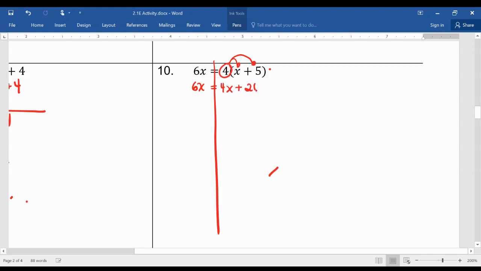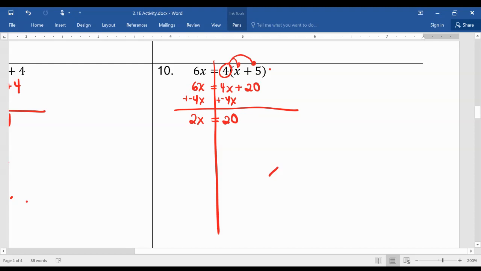4 times 5 is 20. It also helps us make a determination of where to move things. Even though there's less things here, which seems a little weird, 4x is smaller than 6x, so I'm going to move 4x. Notice how I've lined them up. I've got x's attached with them, 2x equals 20.